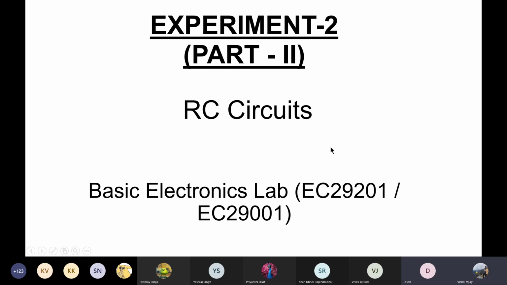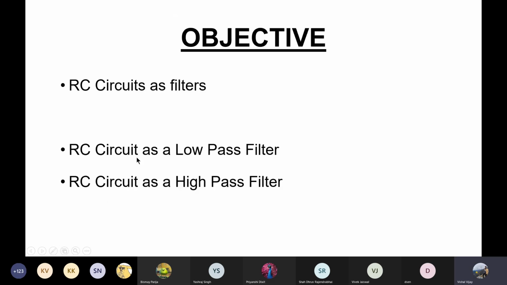Okay, so let us continue with the experiment 2 part 2. This is the RC circuit, and this is also divided into 2 parts. First is RC filters, and second one is RC integrator and differentiator. So I'll start with RC filters. In this experiment we will see how to use an RC circuit as filters. And your VLab experiment contains RC circuit as a low pass filter and RC circuit as a high pass filter.